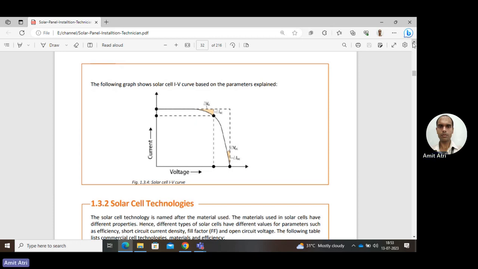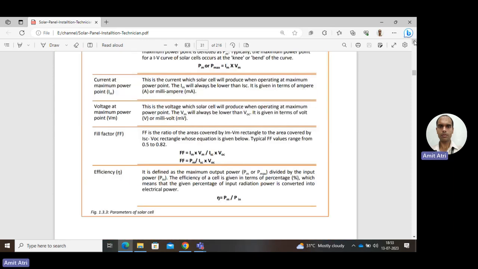So there is a rectangle formed, where within the curve one more rectangle is formed, on taking short circuit current and open circuit voltage. The dotted line shows a larger rectangle and a lower rectangle. Two rectangles are there, and the ratio of these two is known as fill factor.